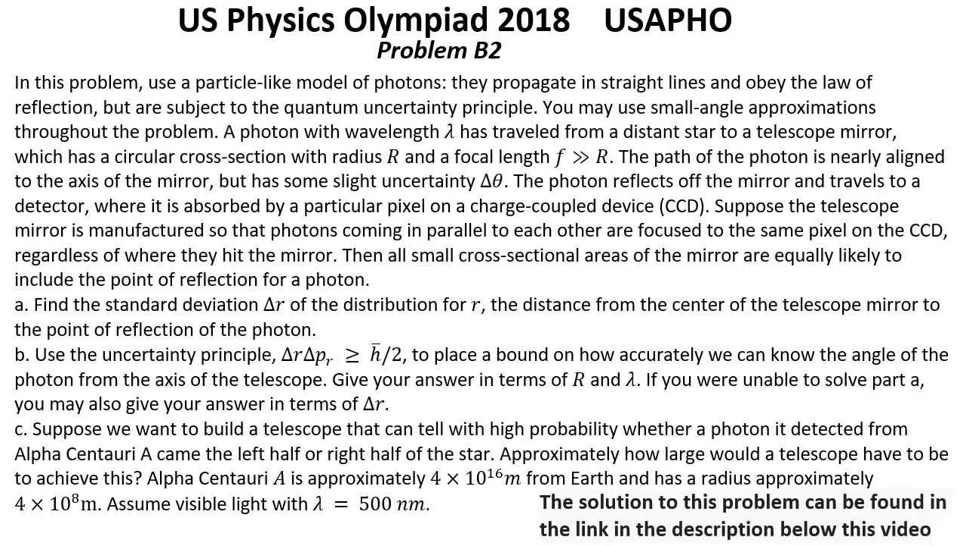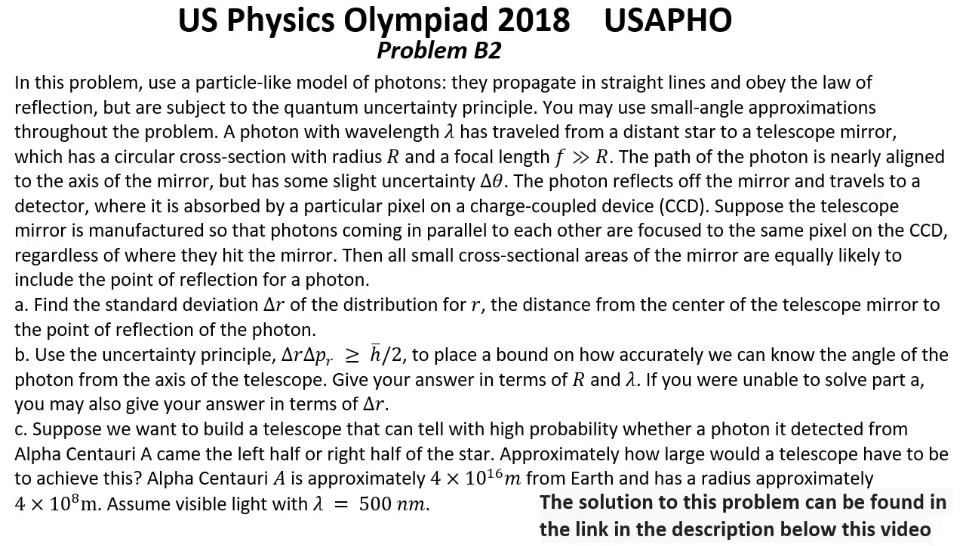Question B. Use the uncertainty principle, delta R multiplied by delta P greater than or equal to reduced Planck constant over 2, to place a bound on how accurately we can know the angle of the photon from the axis of the telescope. Give your answer in terms of R and lambda. If you were unable to solve part A, you may also give your answer in terms of delta R.